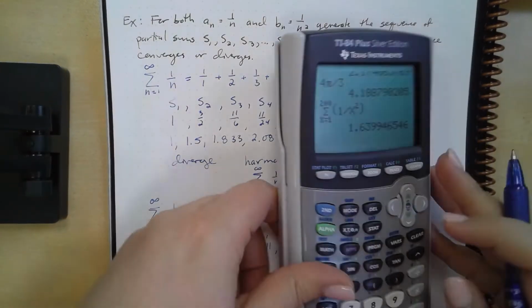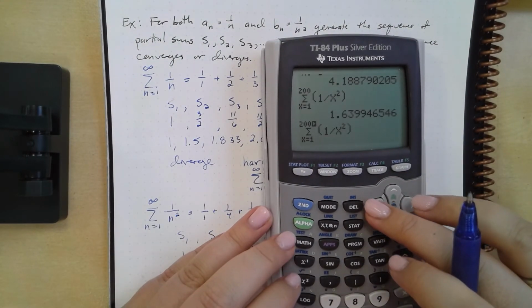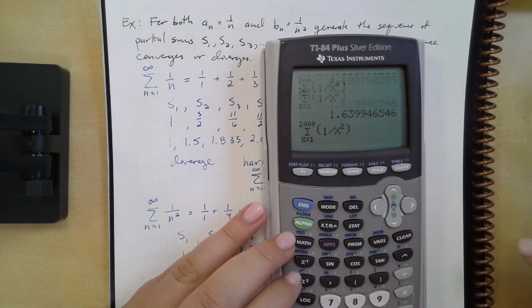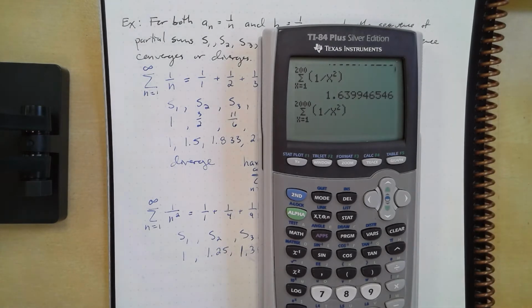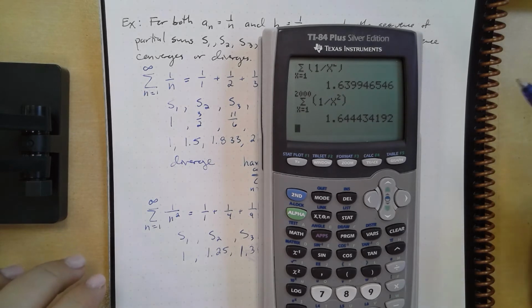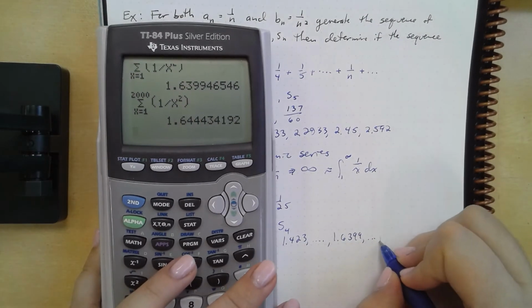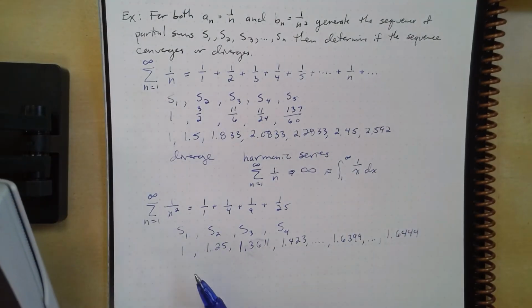Okay, well, what if I do the same thing, but instead of 200, I'm going to put 2,000? Even closer to infinity, right? And this is going to calculate for quite a while. I'll pause while it calculates. Okay, that did take a while. So 1 to 2,000 gives 1.6444. Notice that I'm using a lot of decimal places here.